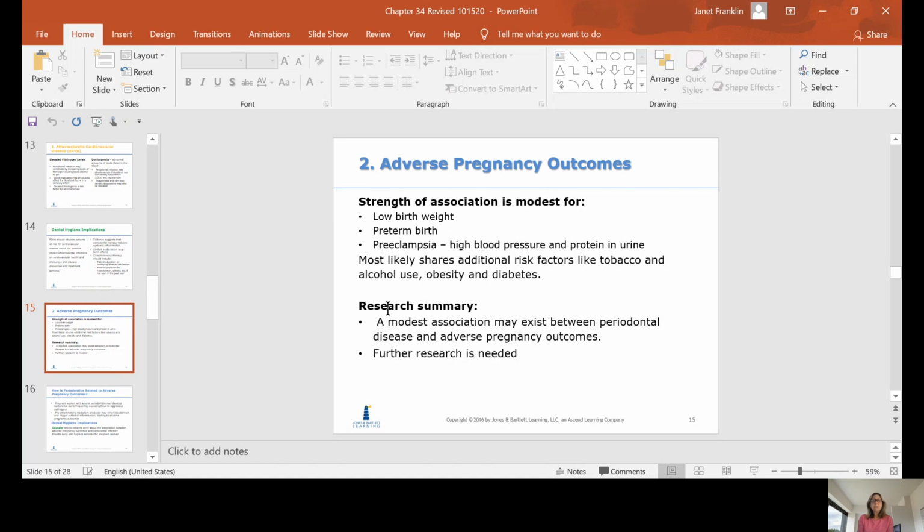Adverse pregnancy outcomes is another one. So you're going to want to talk to your pregnant moms. There's an association, a modest association, for low birth weight babies, preterm babies, and preeclampsia, which is high blood pressure and protein in the urine. Most likely shares additional risk factors like tobacco and alcohol use, or obesity and diabetes. So what they're saying is that if the patient shares these other risk factors, that's going to increase even the association.